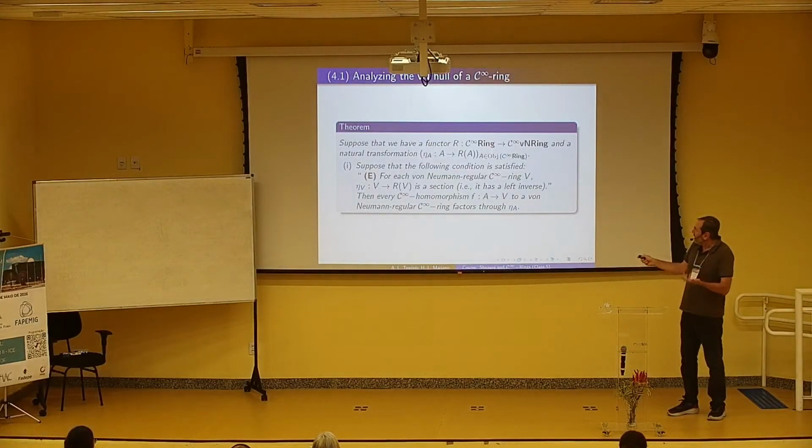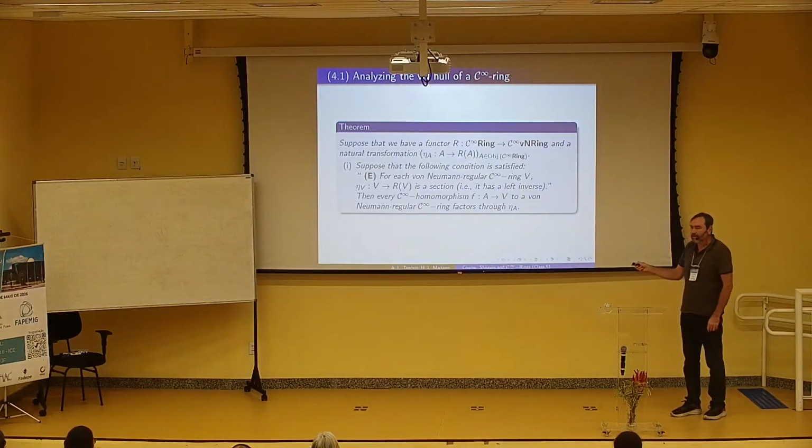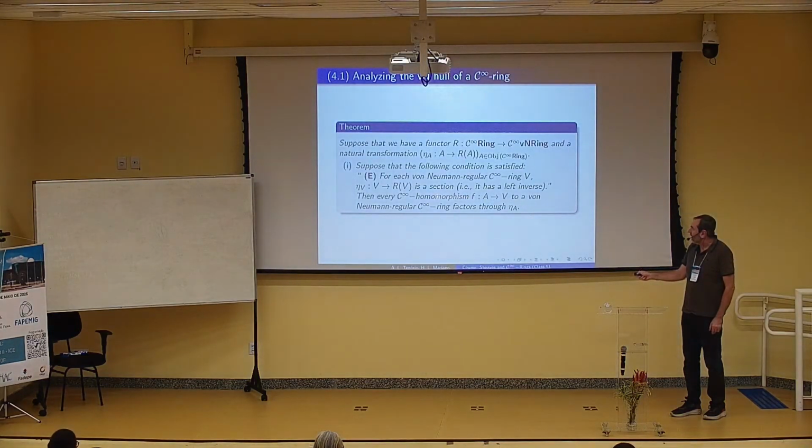Depois a gente consegue ainda seguindo um pouco nessa situação, né? Ver que se nós tivermos um funtor dos anéis sem infinito para os anéis sem infinito von Neumann regulares e uma transformação natural satisfazendo duas condições um pouco mais fracas aqui, uma que o mapa para cada von Neumann regular V, o mapa de V em R de V não é um isomorfismo, mas basta uma seção. E que todo morfismo de A em V se fatora pelo eta de A.